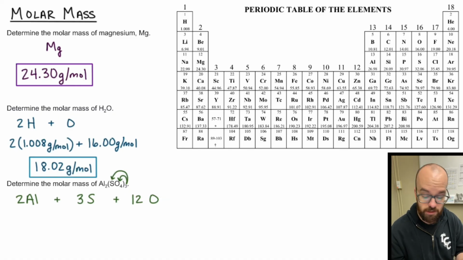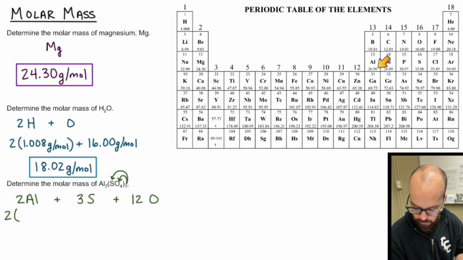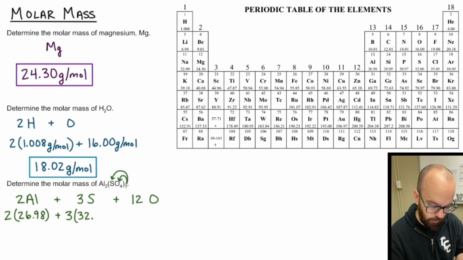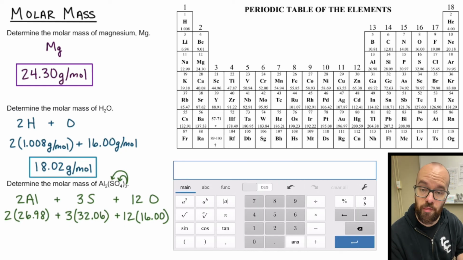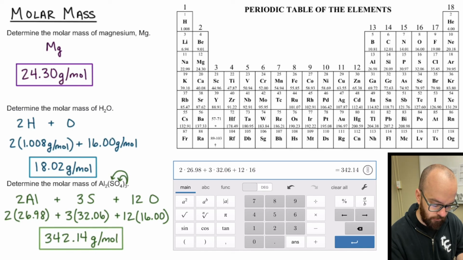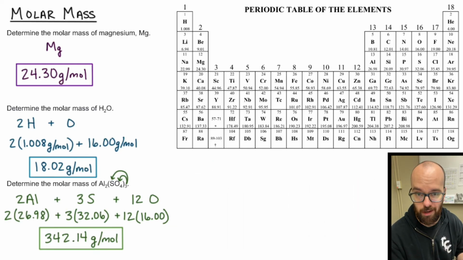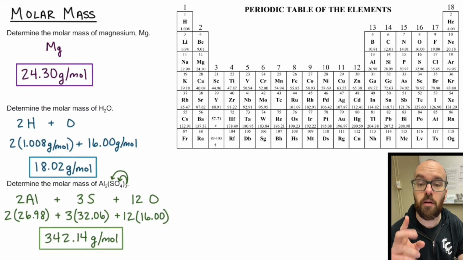Now I'm just going to follow the rest of the procedure that I've been going through. 2 times aluminum, so I'll look up aluminum in my periodic table, and I'll see that it's 26.98 grams per mole. Plus 3 times sulfur, I'll look up sulfur and see that it says 32.06 grams per mole. And then oxygen we already looked up is 16.00 grams per mole. Now I'll put that into the calculator and find that I get 342.14 grams per mole. In other words, if I had 1 mole of aluminum sulfate, how much mass would it have? 342.14 grams. So that's how we can use the periodic table to determine the molar mass of individual atoms or molecules.